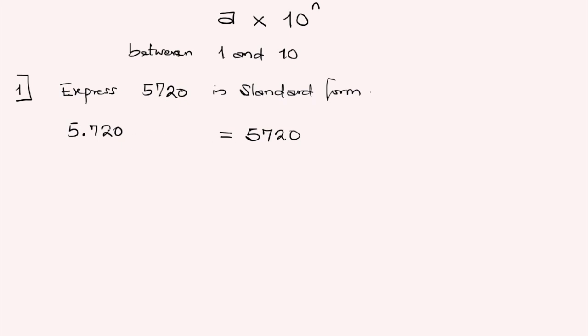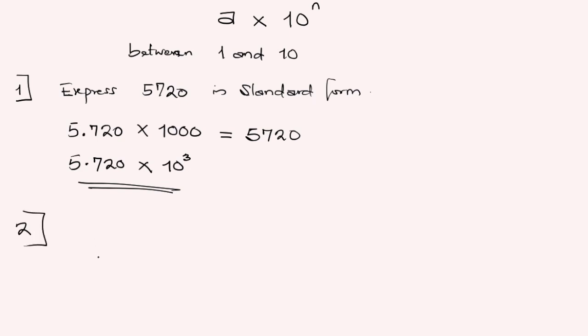But then what do we need to multiply 5.720 by to give us 5,720? We have to multiply this by 1,000. If you multiply 5.720 by 1,000, you will get 5,720. And so, if we're going to write this out in standard form, this will be 5.720 times 10 raised to the power 3. And that's how you get that.